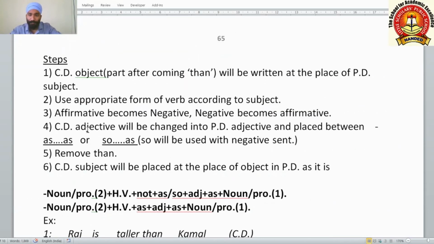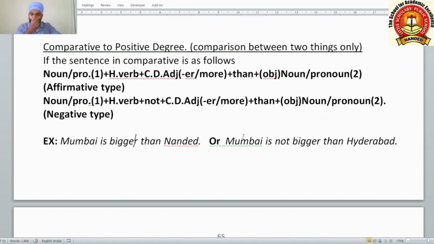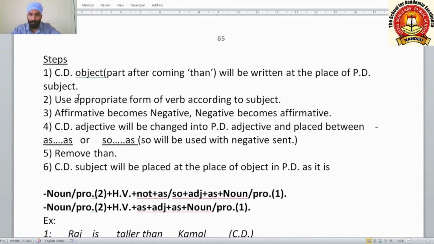Now steps how to change it. Comparative object part after coming than will be written at the place of positive degree subject. Means this object will become subject. Use appropriate form of verb according to subject. Affirmative becomes negative, negative becomes affirmative.